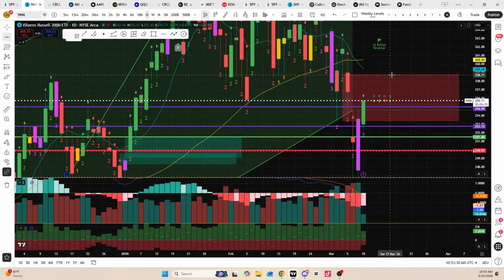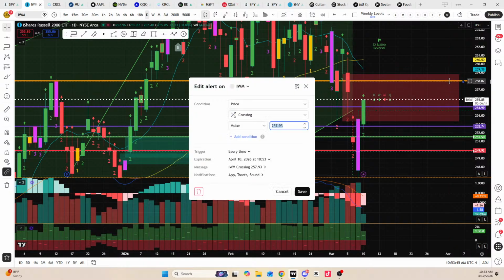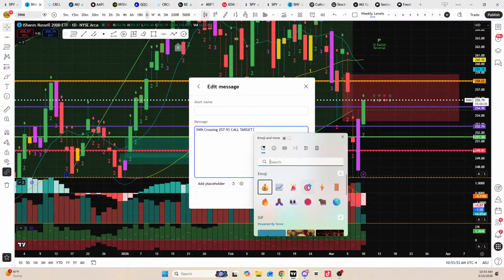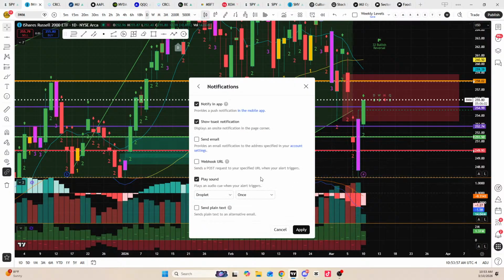So I want to put a target. I want to put an alert right here. I see a lot of resistance coming in on these bottom wicks. I want to say give me an alert at 258. 257.90 even better. Call target. You can change the sound on here.